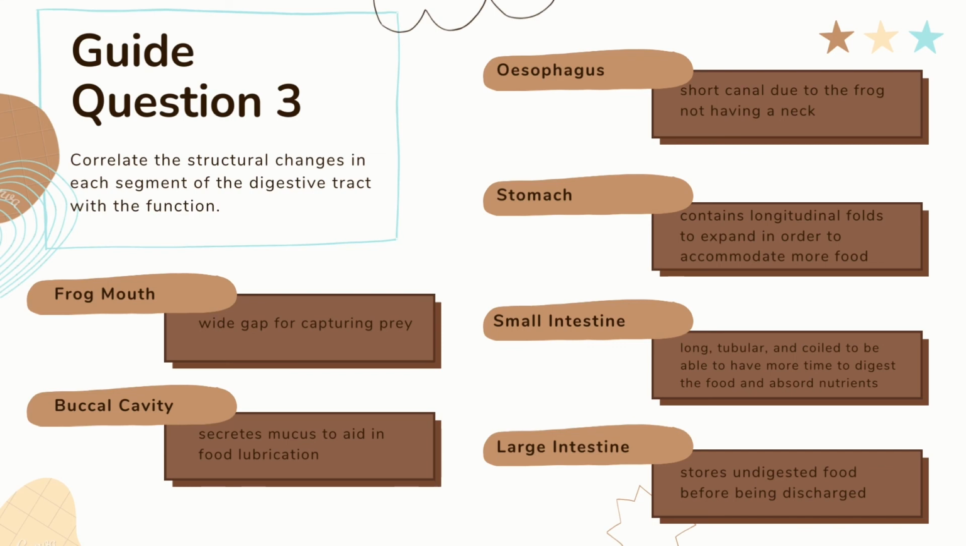After the food reaches the stomach, it will make its way to the small intestine, which is long and tubular and coiled so as to provide more time for the body to digest and absorb nutrients. After the small intestine, the food reaches the large intestine that basically stores the undigested food before heading out of the frog's body through the cloaca.